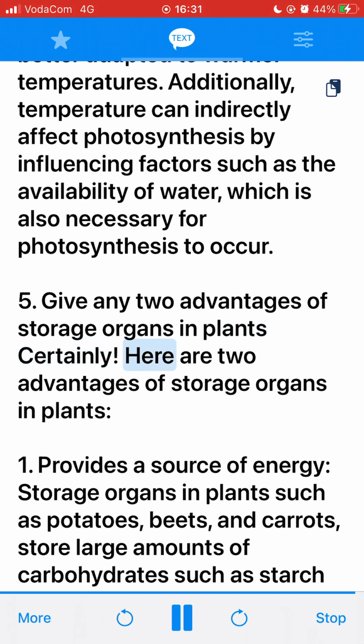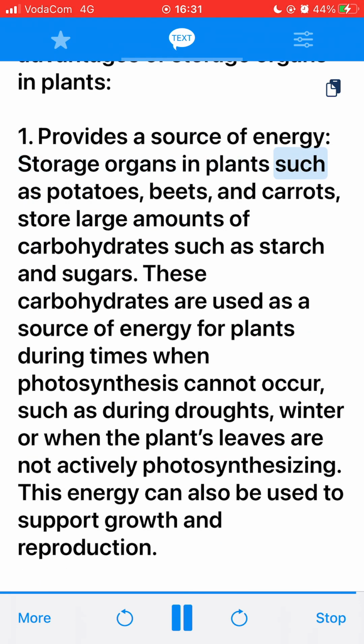Certainly. Here are 2 advantages of storage organs in plants. 1. Provides a source of energy. Storage organs in plants such as potatoes, beets, and carrots store large amounts of carbohydrates such as starch and sugars.